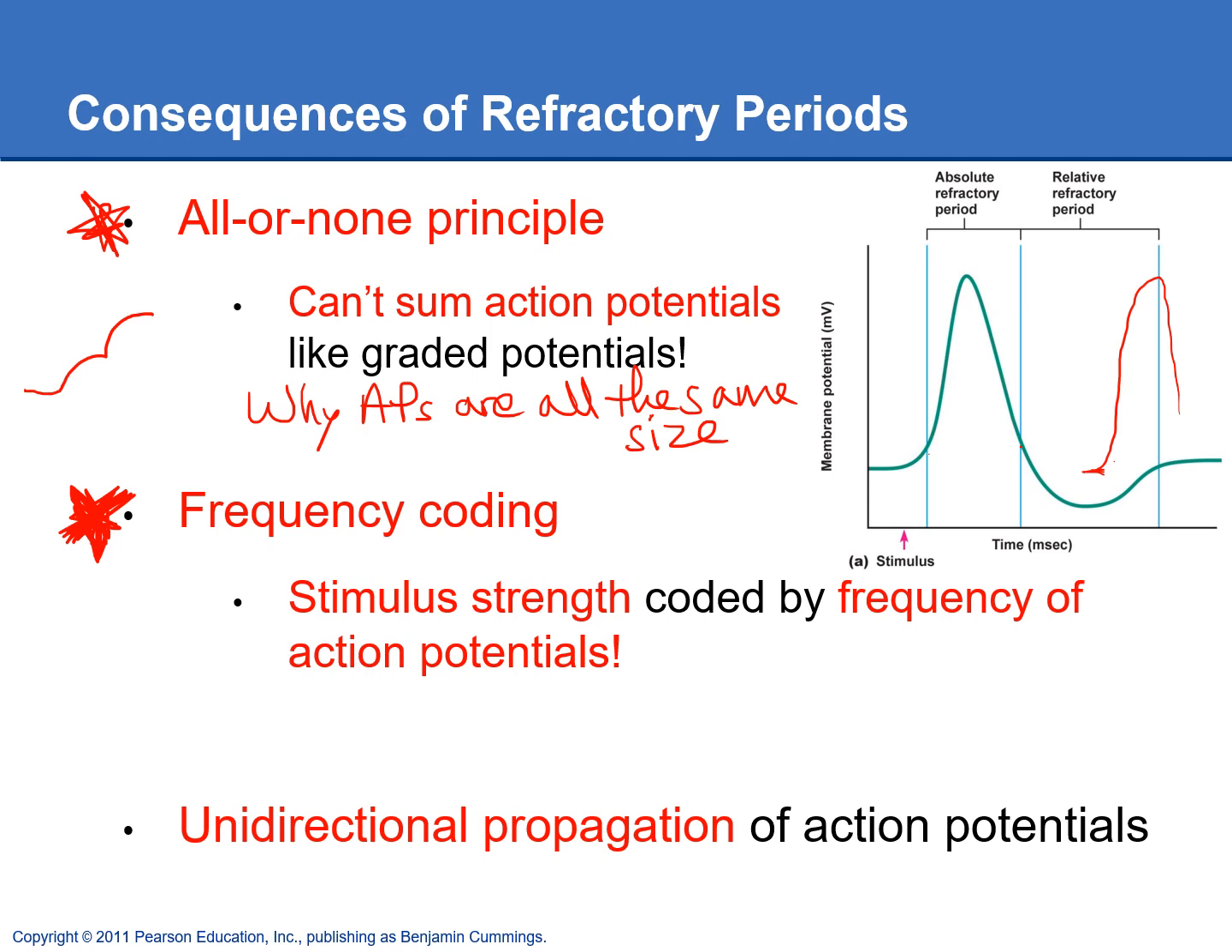Also, because of the refractory periods, the action potentials can only go one way down the axon. If we have our axon here, here's our axon terminal at the end, and here's the rest of our neuron. If our action potential starts here, it's only going to go one way down the axon. It can't go backwards because of these refractory periods. So that's important as well. All right, so I would definitely know these things.